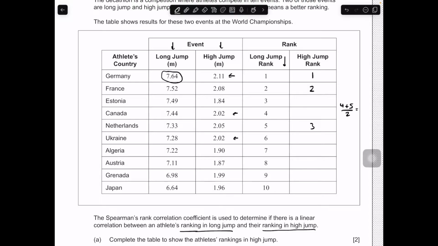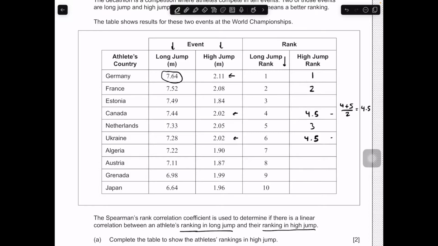So 4 plus 5 divided by 2 gives us 4.5. They would both share this value. So this would be 4.5, 4.5. And then another little trick after, if we already have the 1st, 2nd, 3rd, 4th, and 5th ranking, respectively, we continue to count from that value.